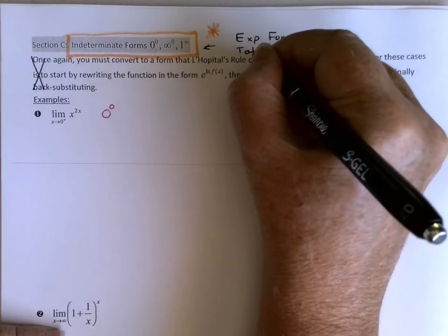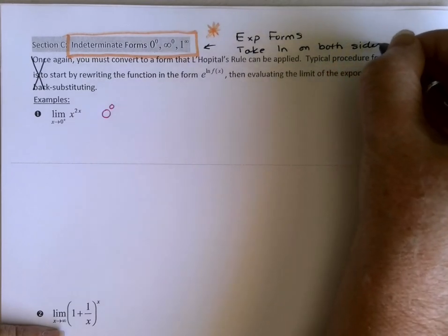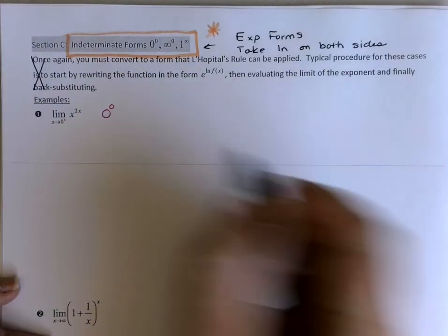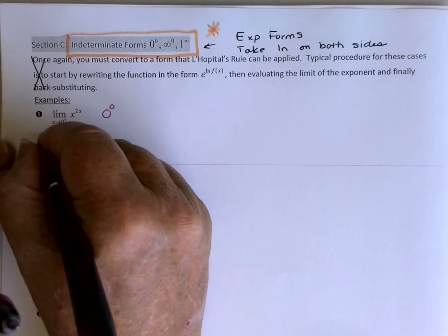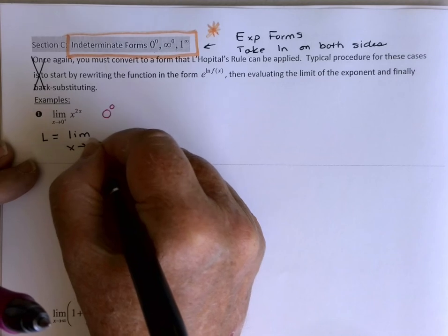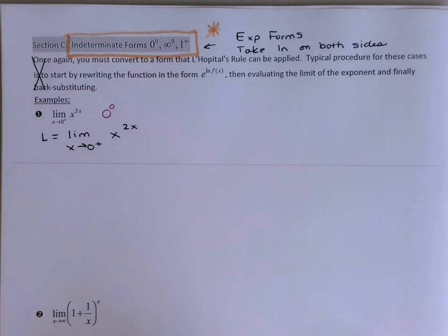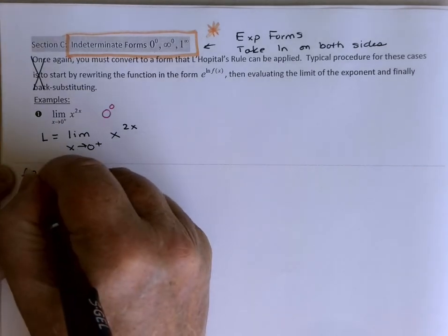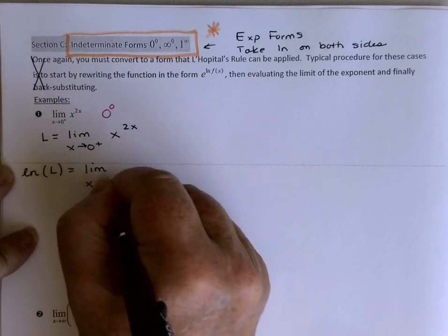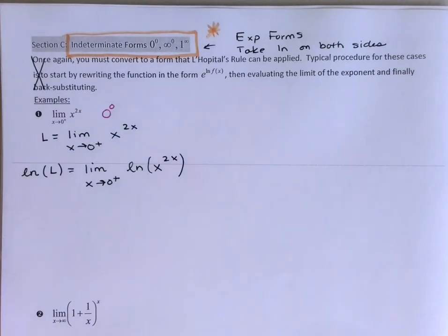is I take the natural log on both sides. So what I do is I start by saying, right now there's not two sides, right? There's not an equation. So I'm just going to say this limit that I want to find, let's define it. Let's call it L. L for limit. And now I can take the natural log on both sides. The natural log of L equals the limit as x goes to 0 of the natural log of x to the 2x.